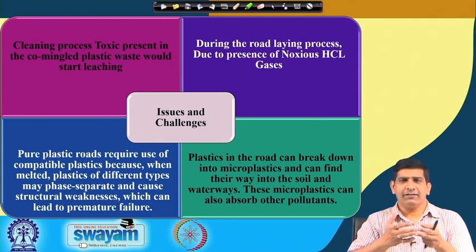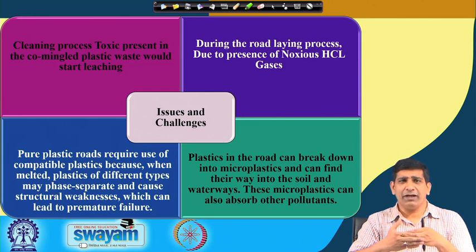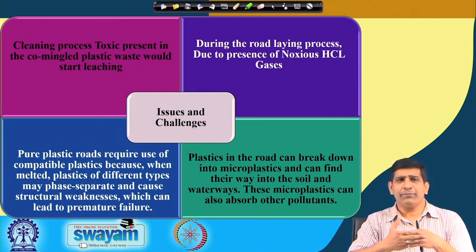plastic has some chlorinated product in it. When you have chlorinated product, you will have HCl gas being formed, and that becomes a problem. And when you have pure plastic roads, it requires the use of compatible plastics, because when you use mixed plastic, there are different types of plastic and they may have phase separation. If you have phase separation, then you will have structural weakness, which can lead to premature failure. So, you need to have similar types of plastics, compatible plastics. You have to make sure of that.